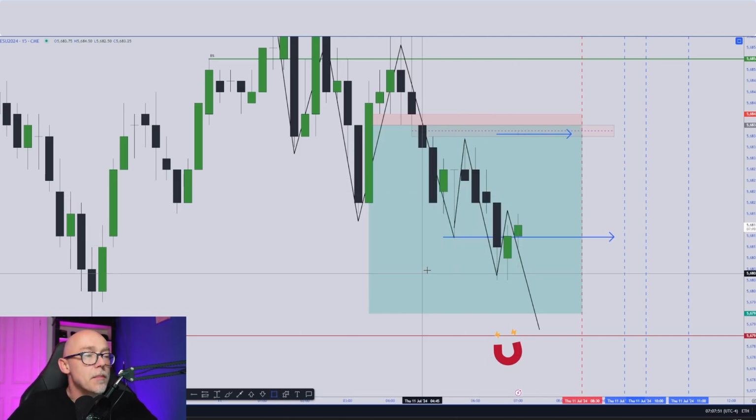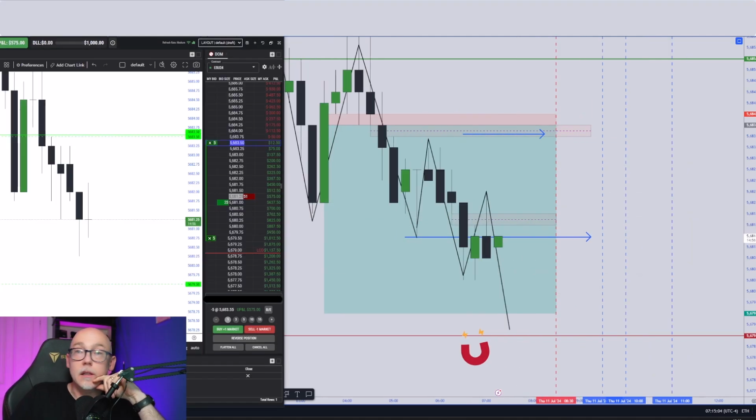What I'm going to do here is mark in a 15-minute fair value gap I see right here. So that's a 15-minute fair value gap. Let's see how price behaves around this. Price is still technically on its journey here. Is this the new swing high? Can we get a little break of this low? I've had a nice little rejection of that fair value gap there.